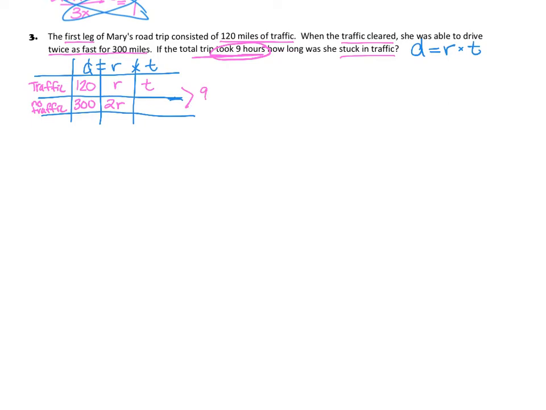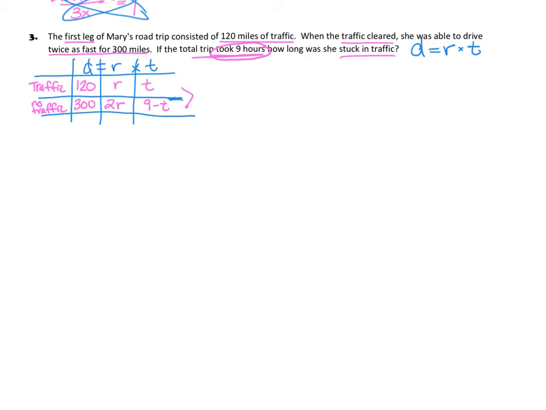So if the traffic part took t hours, that means the no traffic part took 9 minus t. So let me give an example to kind of help explain this. Let's say that she sat in traffic for 3 hours. Well, that means 9 minus 3, so she would have been in no traffic for 6 hours. So that's why we use that 9 minus t model. And we're going to use that a lot with these distance equals rate times time problems.